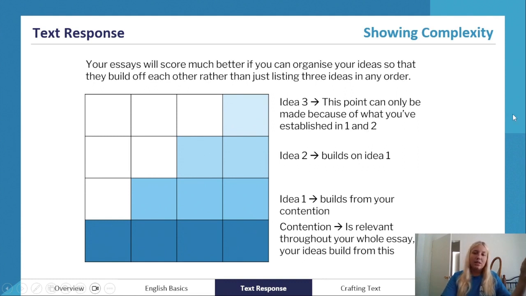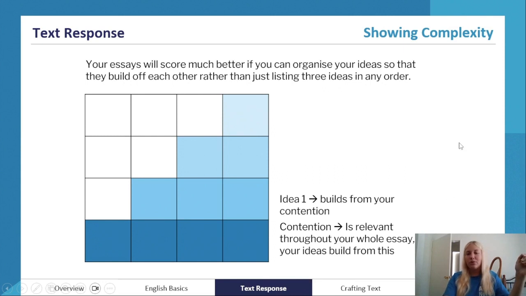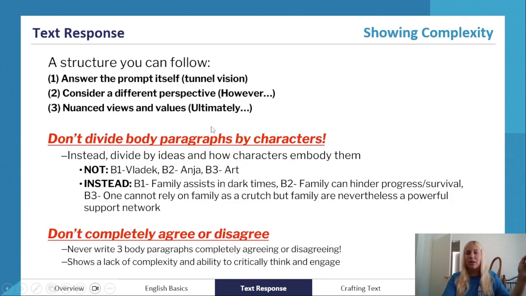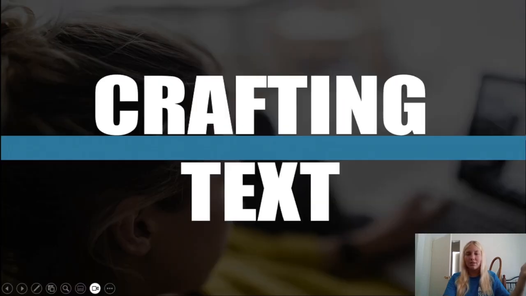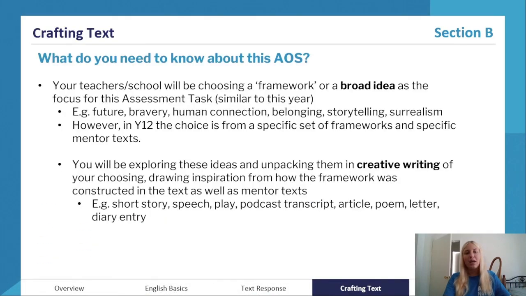And your third topic sentence is your most complex one, and it can only be made because of what you established in 1 and 2. So that could be, it works with this structure, a nuanced views and values statement that you can only make because you've broken down this keyword or keywords in so much detail and presented your ideas about them in your first 2 topic sentences. All right, now looking at crafting text.